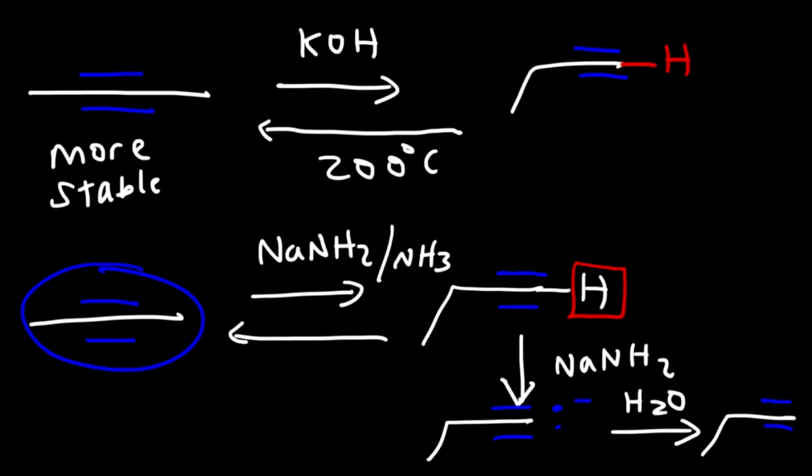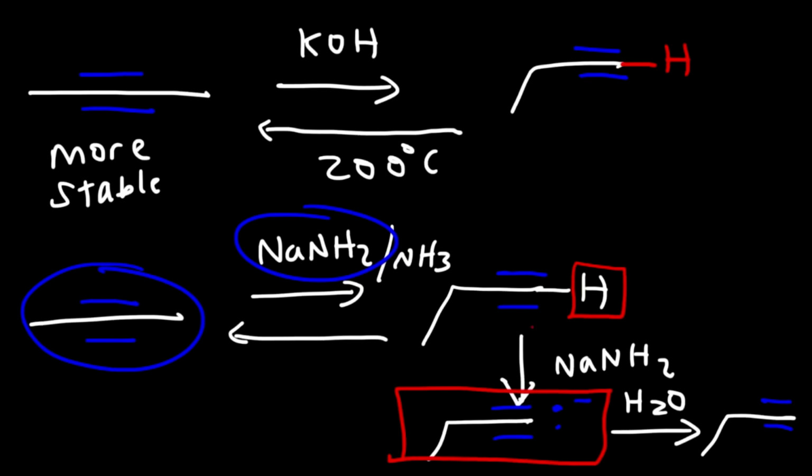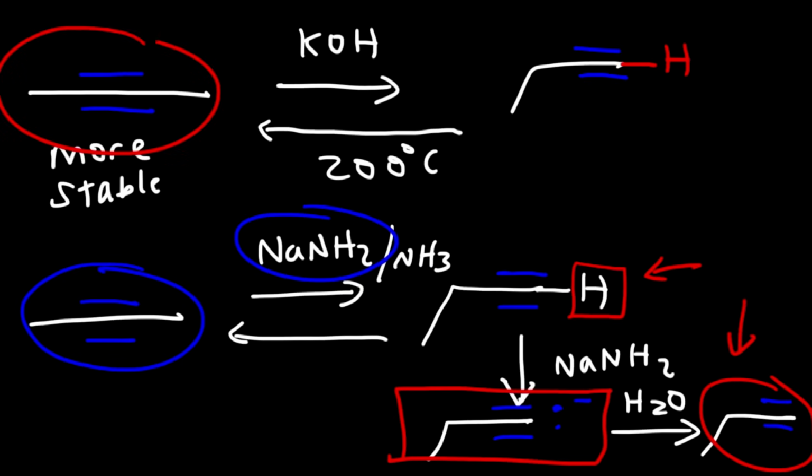So regardless of which base you use, these two can interconvert. But when you use this base, sodium amide, you're going to get the alkynide ion, and it's no longer reversible at this point, giving us the terminal alkyne. KOH can't take off this hydrogen, and so that's why KOH will not make this product. KOH will preferentially form the internal alkyne. So hopefully this gives you an overview of these reactions. Now let's move on to our next topic.